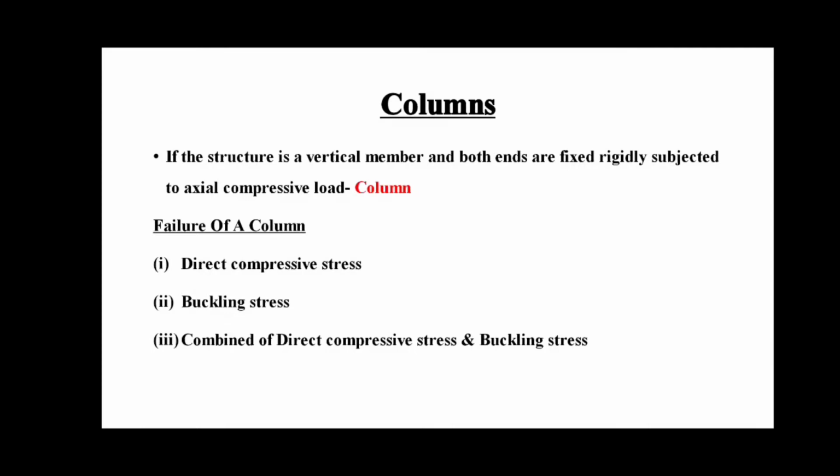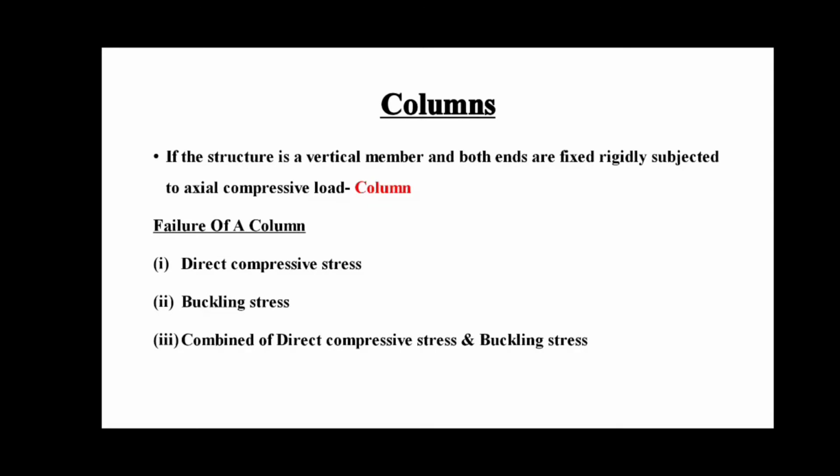Then what do you mean by strut? If the member of the structure is not vertical and one or both of its ends are hinged or pin joined, then the bar is known as a strut. Examples of struts are connecting rods, piston rods, etc. So a column is a vertical member where both of its ends are fixed rigidly, which is subjected to an axial compressive load, and a strut is not a vertical member while one or both of its ends are hinged or pin joined.